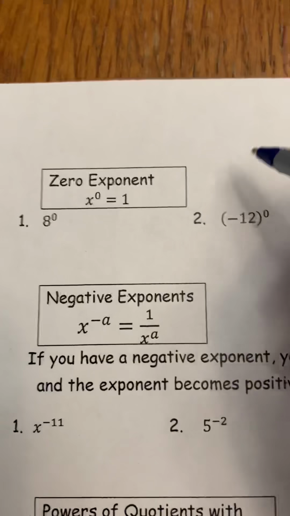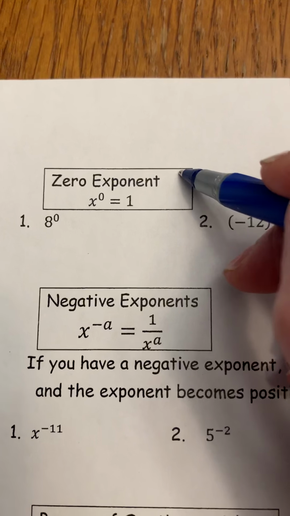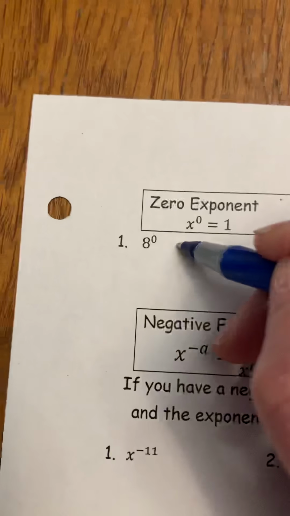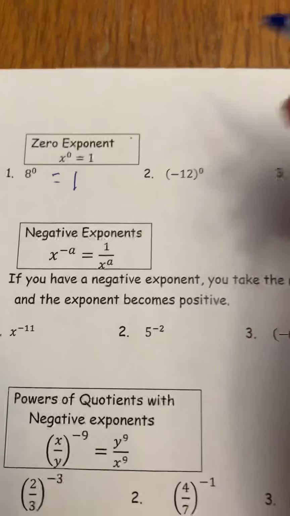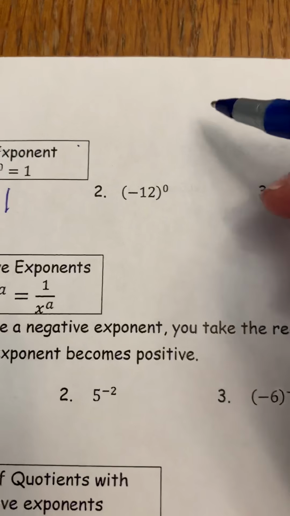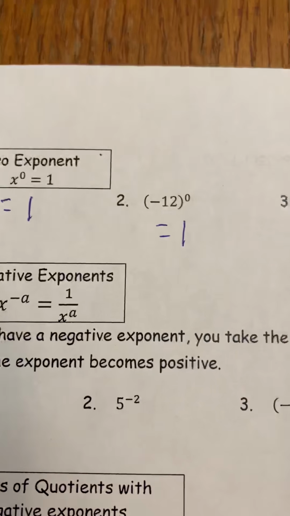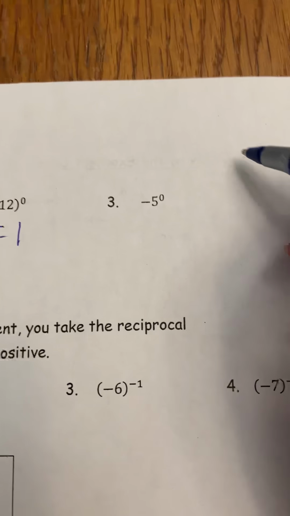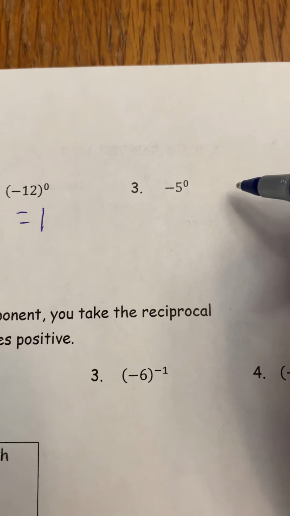Okay, this is one that I know is from grade 9. We have to remember that anything that's raised to the exponent 0 equals 1. So this answer is 1. We did a lot of work with this in grade 9. Now this reads negative 12 raised to the exponent 0. This answer is 1.